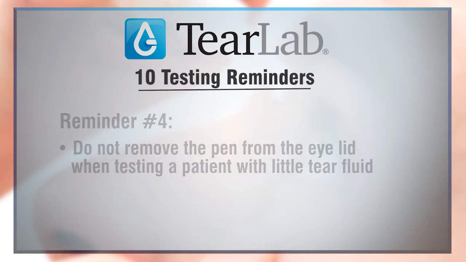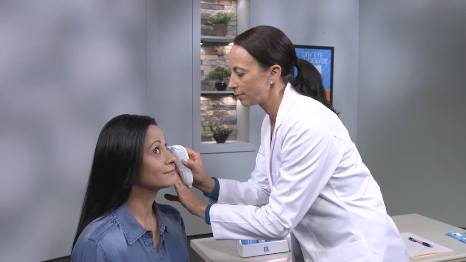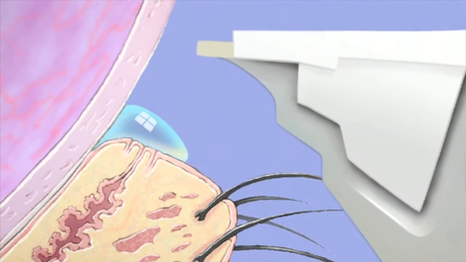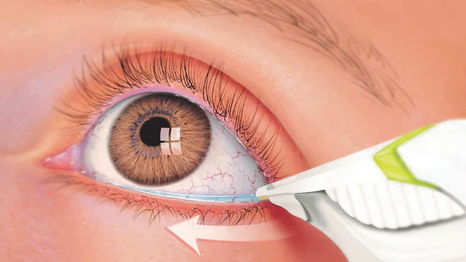Reminder number 4. Do not remove the pen from the eyelid when testing a patient with little tear fluid. If a tear collection proves difficult, follow these steps. First, lower the test card flat onto the bottom eyelid. Do not remove the test card from the eyelid, but press down further on the eyelid to bring the bottom of the test card in contact with the tear meniscus. If you do not hear a beep, brush the test card laterally along the eyelid, just 1 to 2 millimeters left and right.